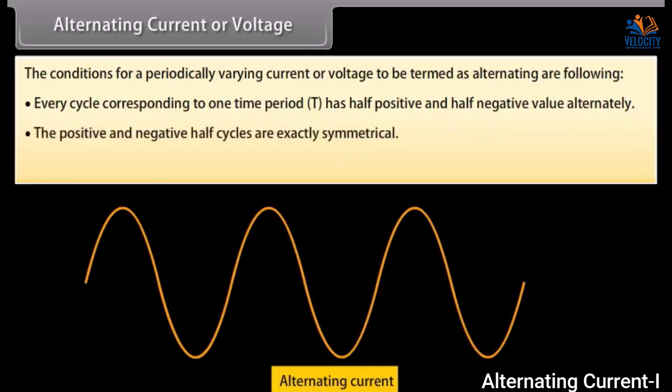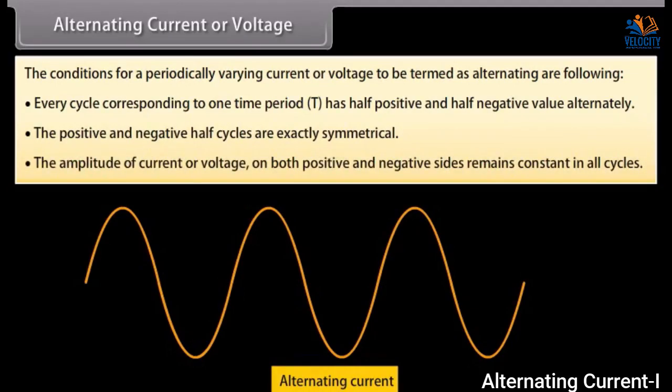The positive and negative half cycles are exactly symmetrical. The amplitude of current or voltage on both positive and negative sides remains constant in all cycles.